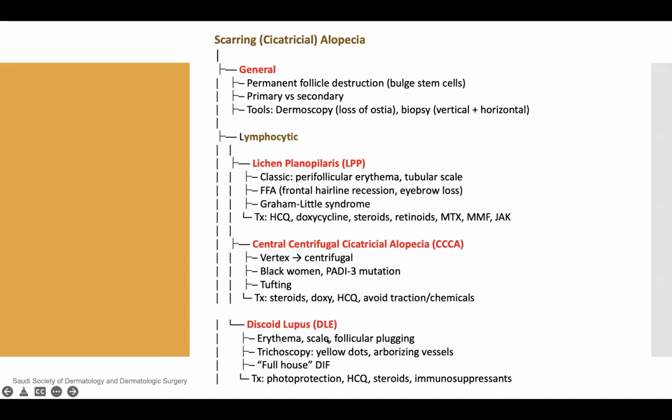DLE: erythema, scale, and follicular plugging are also mentioned. On trichoscopy, you can find yellow dots and arborizing vessels. DIF shows full house, unlike lichen planopilaris, which shows cytoid bodies and shaggy fibrin deposition with IgM. Treatment: photoprotection, hydroxychloroquine, steroid, and immunosuppressant.